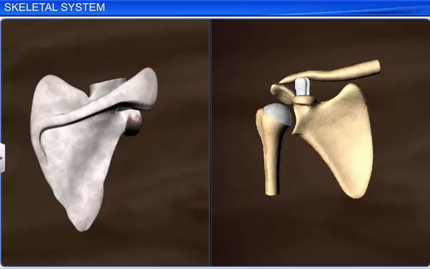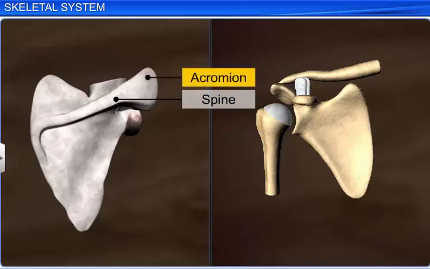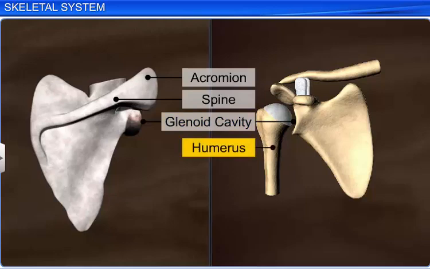It has a slightly elevated ridge called a spine, which projects as a flat, expanded process called the acromion. Below the acromion is a cup-shaped cavity called the glenoid cavity, into which fits the head of the humerus to form the shoulder joint.